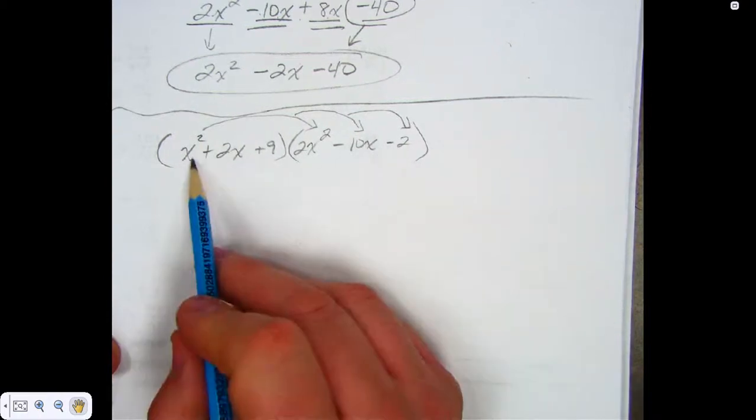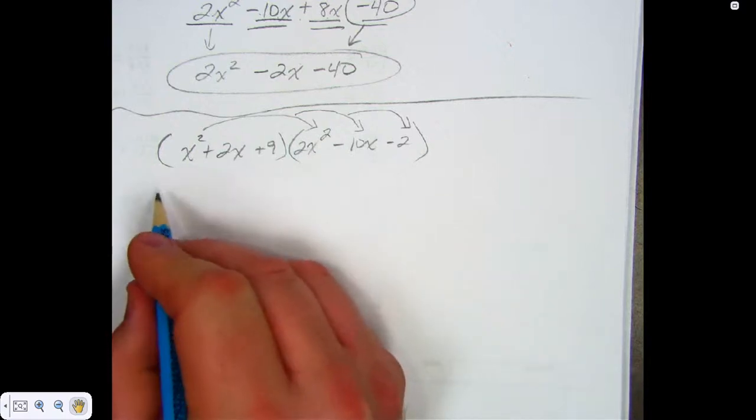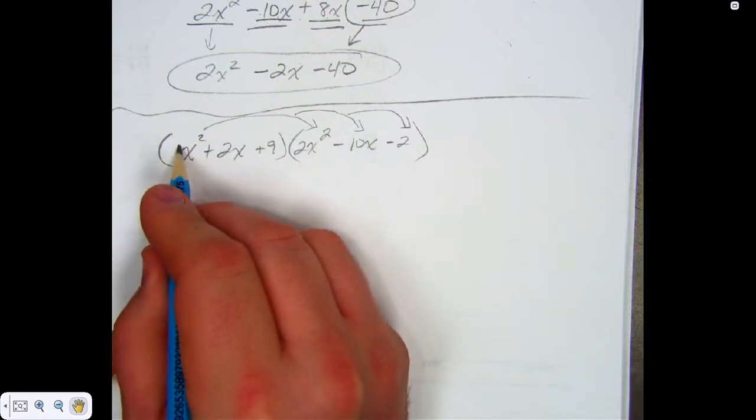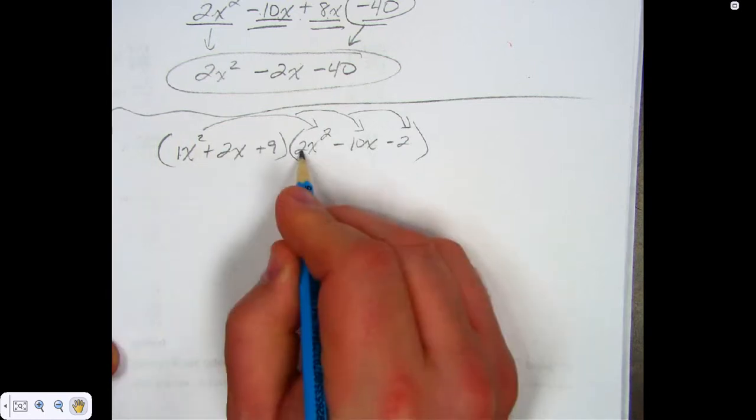Okay? Now, what's x squared times 2x squared? First of all, what's in front of this x squared? Assumed to be in front of it. So it's 1 times what? 2, isn't it? What's 1 times 2?